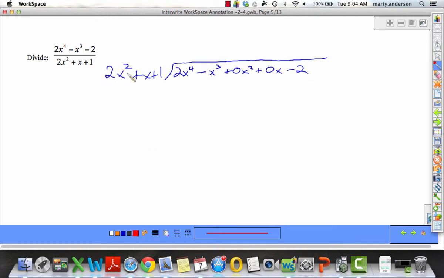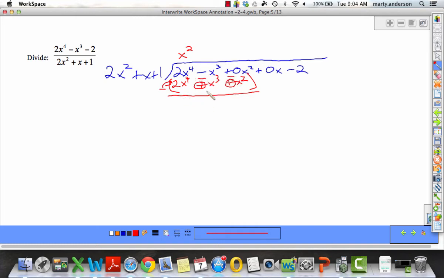So now 2x squared to 2x to the 4th, I need to multiply by x squared. So x squared times 2x squared gives me my 2x to the 4th. That's what's going to cancel out. And now I have x squared times x, which is plus x cubed. And now I have x squared times 1, which is plus x squared. So now when I subtract all of these, you gotta watch your signs. This will become a minus, this will become a minus, and this will become a minus.